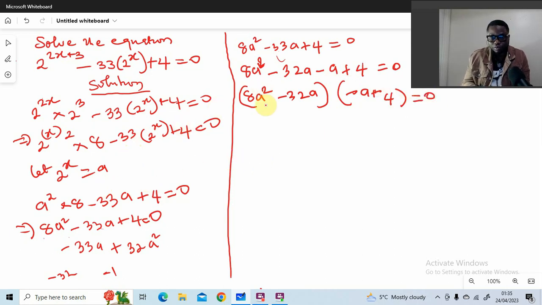I'm going to factorize the first bracket, factorize the second bracket. Factorizing this, I'll have 8a outside the bracket, a inside, because 8a times a will give me 8a squared. What will remain here is 4, because 8 times 4 is 32. Then because a is here, you put 32a. So 8a is the factor. Now, the common factor in this bracket is minus 1.